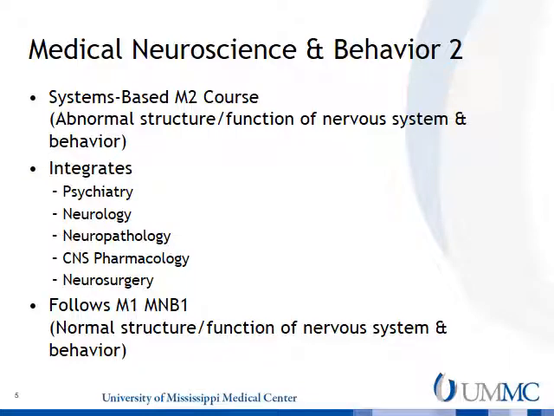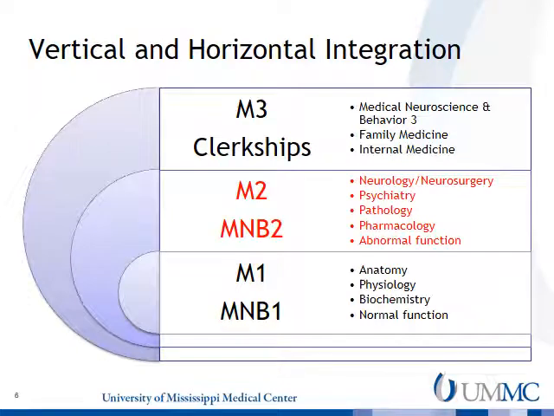Medical Neuroscience and Behavior 2 is a systems-based M2 course focused on abnormal structure and function of the nervous system and behavior. It integrates material from psychiatry, neurology, neuropathology, CNS pharmacology, and neurosurgery. In the medical neuroscience sequence, it follows the M1 medical neuroscience course, which focuses primarily on normal structure and function. In addition to being horizontally integrated within the M2 years, Medical Neuroscience and Behavior 2 serves as a vertical bridge between the largely basic science M1 courses and your clinical experiences in the M3 year.